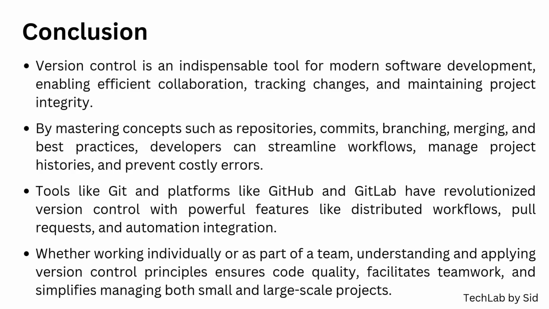Tools like Git and platforms like GitHub and GitLab have transformed version control by offering powerful features such as distributed workflows, pull requests, and seamless automation integration. These tools enable teams to collaborate effectively, regardless of size, and ensure smoother project management. Whether working independently or as part of a team, understanding and applying version control principles is key to ensuring code quality, fostering collaboration, and managing both small and large projects with ease.